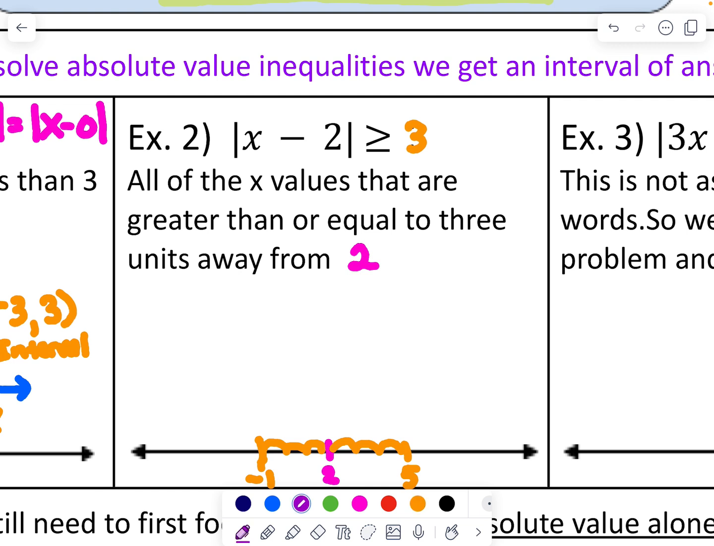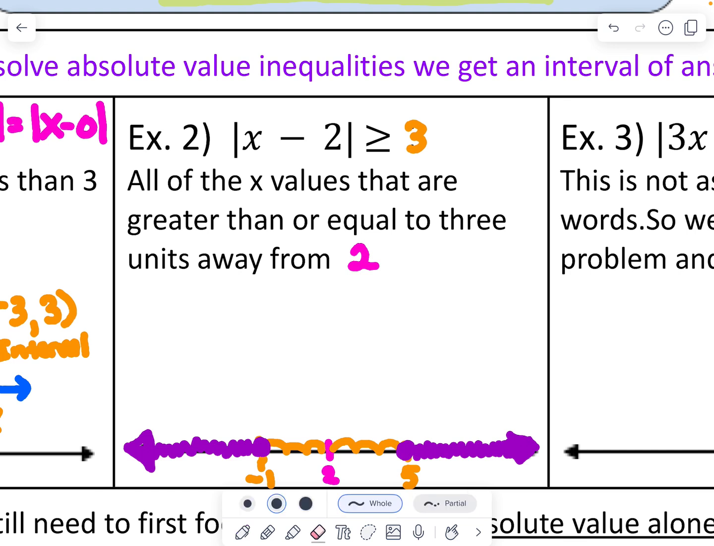When we're talking about greater than or equal to, we're definitely including those boundaries. The distance is greater than, so that means I'm getting further away from the 2. All of these have a bigger distance than 3 away from 2. So you can see how we can look at our inequality and be able to graph this. Now, obviously, the orange are not the values.